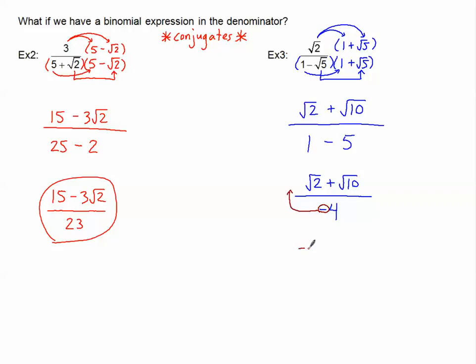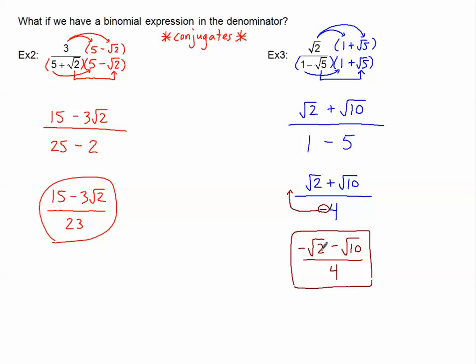So the square root of 2 becomes negative square root of 2. The positive square root of 10 becomes negative square root of 10, so that the 4 can be in the denominator. So whenever you have a negative in the denominator, please float it up to the numerator and just change all of the signs in the numerator. And there we go.